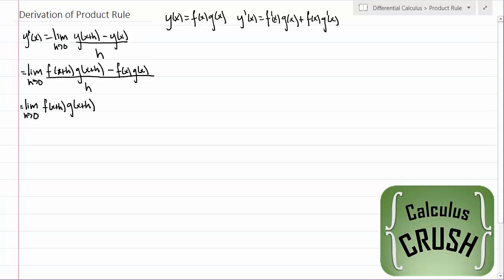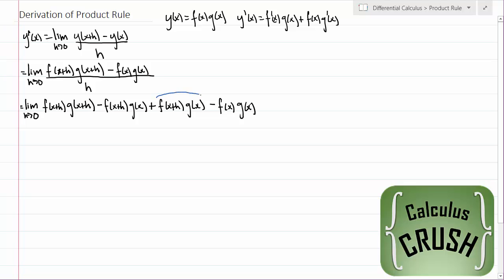Now before I write out this last term, I'm actually going to add something and subtract something. I'm going to go minus f of x plus h times g of x plus f of x plus h times g of x. So you can see here, all I've done is add 0 to the formula. I've got subtraction and then addition of the same term. And now we need the last term here, minus f of x times g of x.